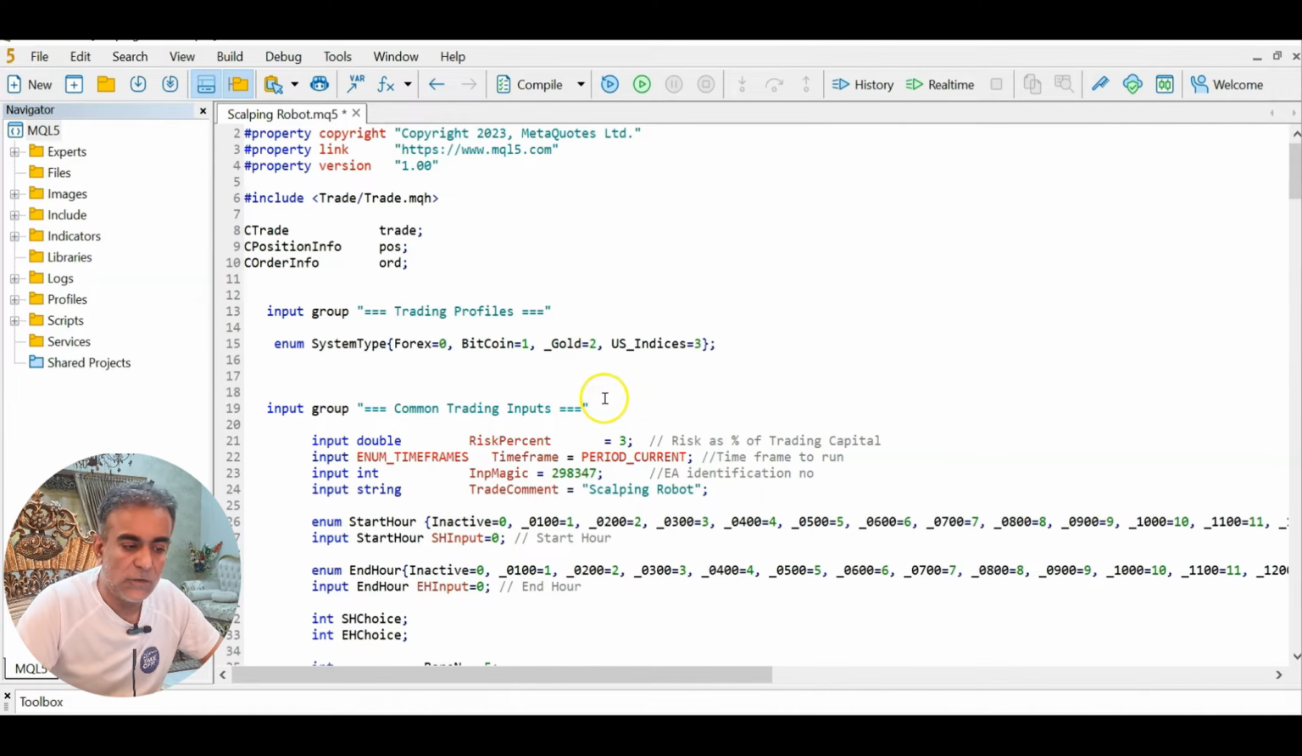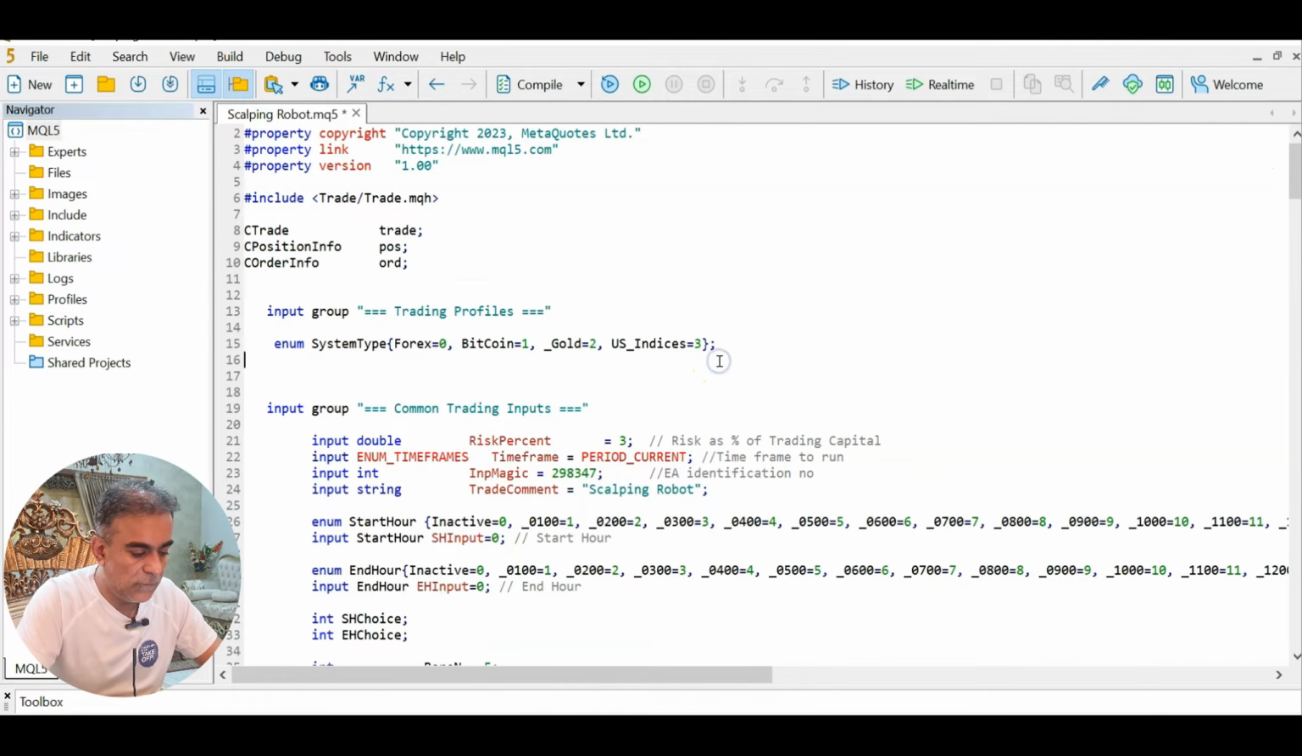Now for gold, because MQL already has somewhere in their coding gold used, we cannot give it the name gold as a profile. So I'm giving it underscore gold. You can give it gold underscore. Just gold is going to give you an error.